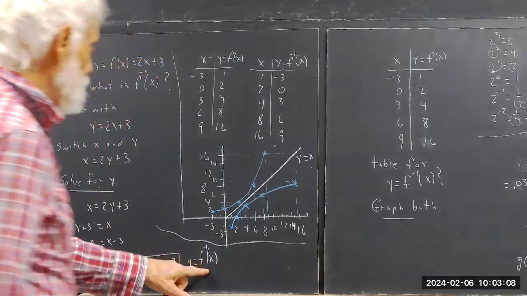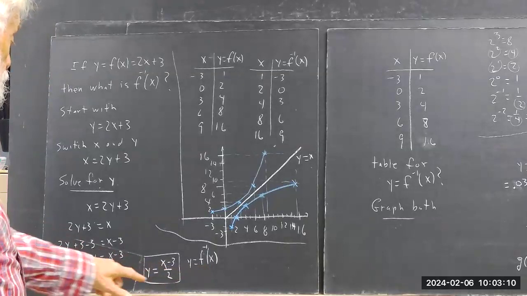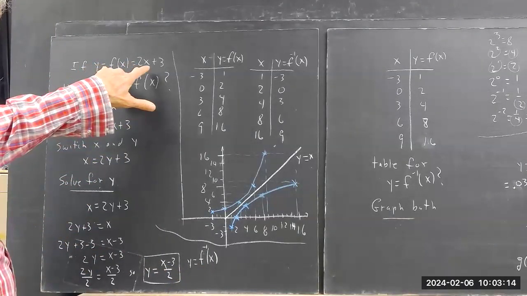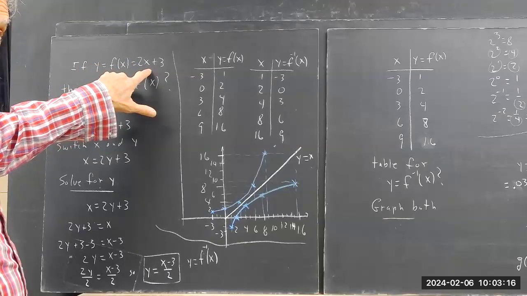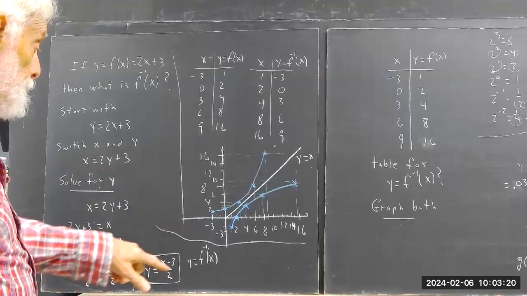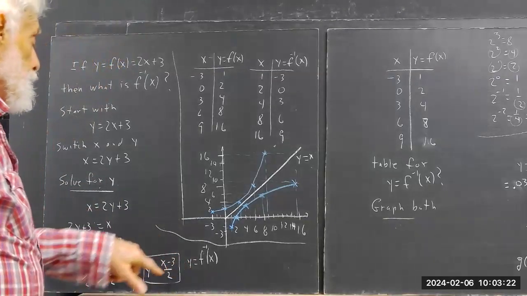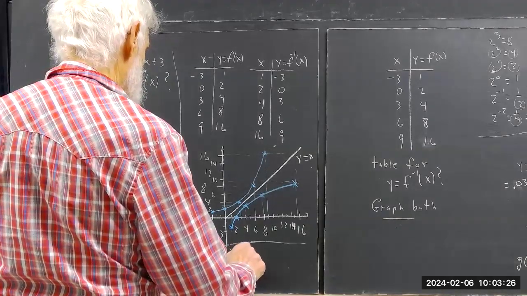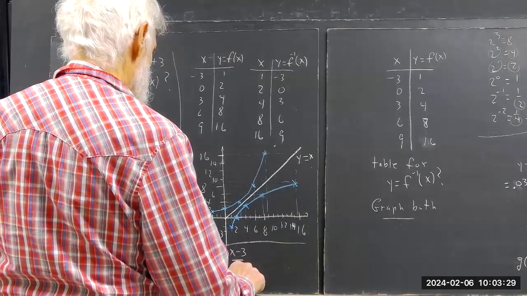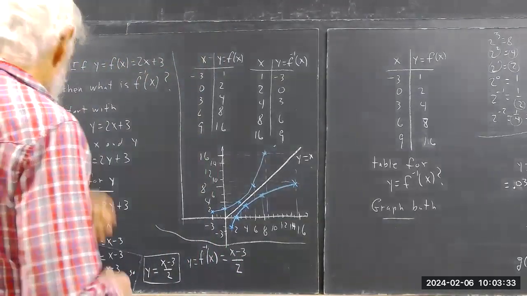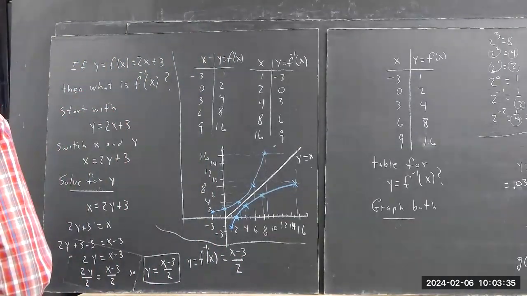y is f inverse of x, because how did I get this equation for y? I switched the x and y from the f of x function to get this equation, then I solved it for y. So now y equals f inverse of x equals x minus 3 over 2. Now we can check this.